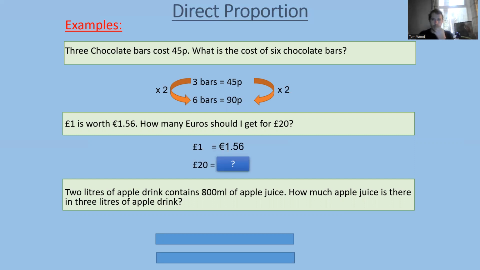When we've got a ratio like this, if we know what one part is, it makes everything considerably easier for us because we can just see what the link between them is. So here, £1 is worth €1.56. How many euros would I get for £20? Well, for every £1 I have €1.56. So if I have 20 times as many pounds, I have 20 times as many euros. €31.20 there.